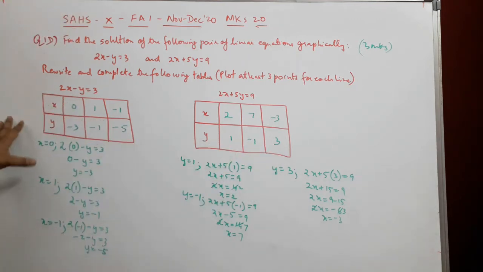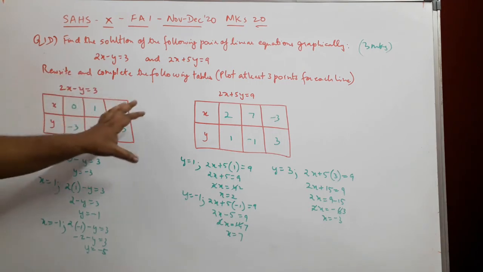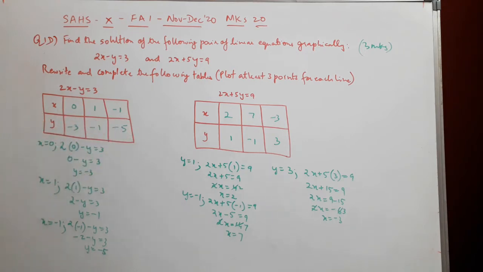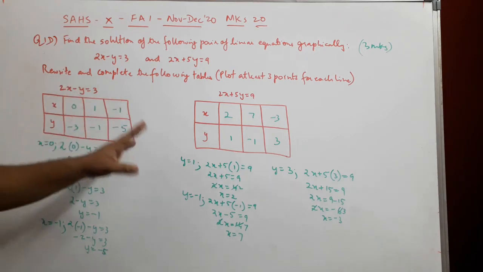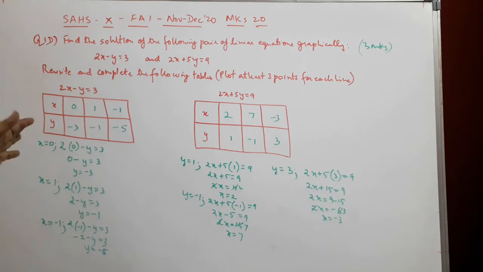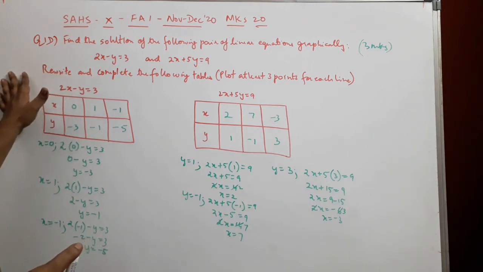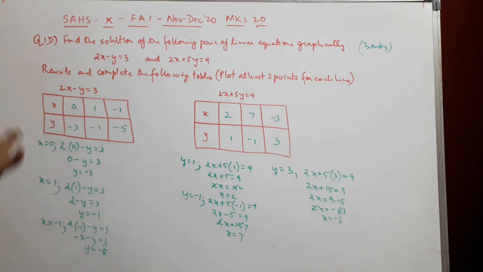Okay, now the next step is to plot these points on a graph. We should get the graph in such a way that they crisscross each other at one particular point, and that point should give us the value of x and y. That's how we solve such equations graphically. So let's go to the graph paper.